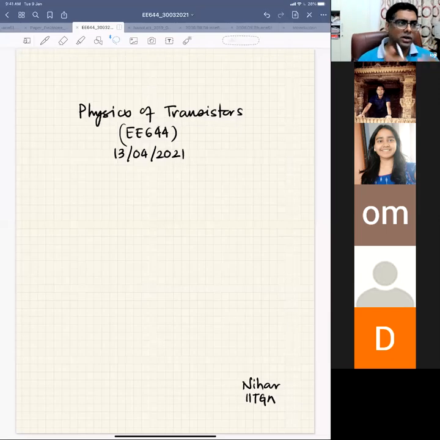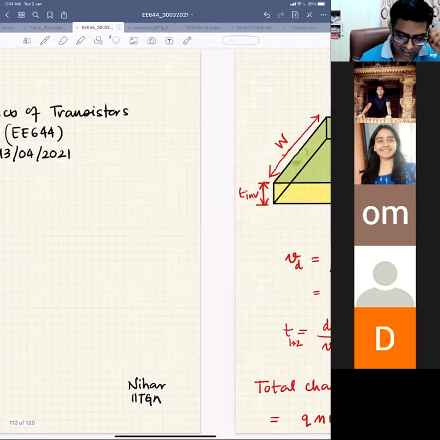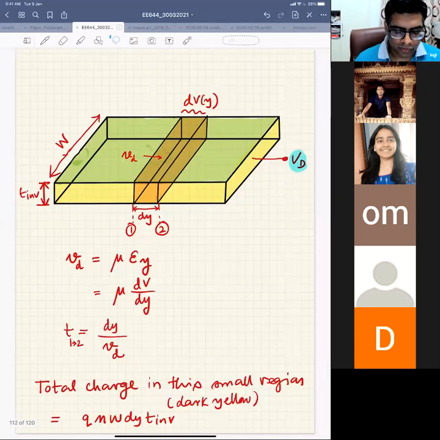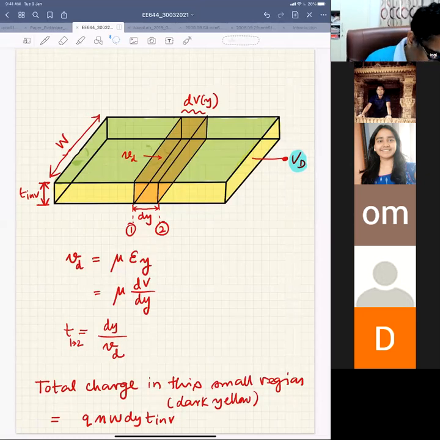All right. In the last class, we started discussing the IV characteristics. So basically, we derived the IV characteristic when Vg is greater than Vth, that is, when the gate voltage is greater than the threshold voltage.